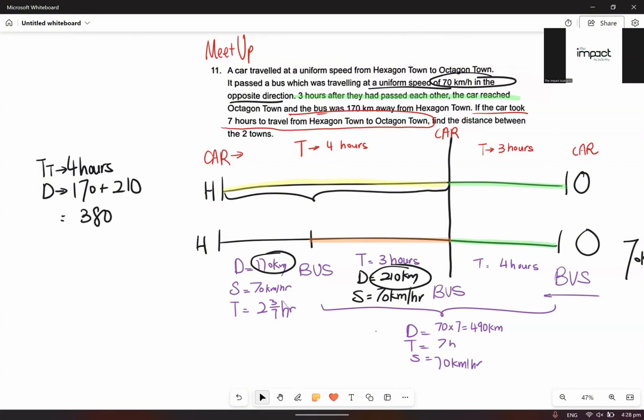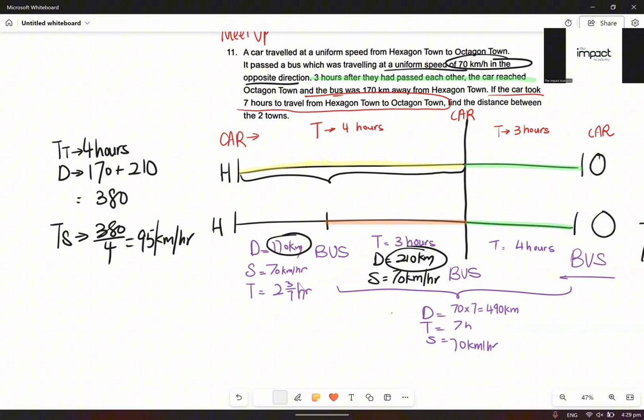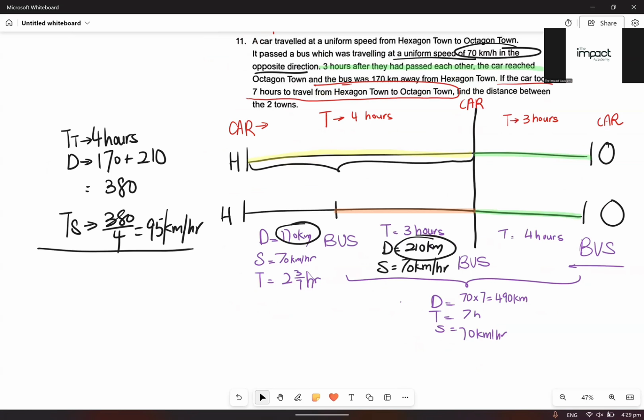Make sense? Then we can find the speed, right? So 380 divided by 4. When I do 380 divided by 4, I get 95 kilometers per hour. This is the speed of the car. Make sense or don't make sense? Using that, very good, to find the distance, correct? So therefore your answer for this question has to be 665 kilometers.